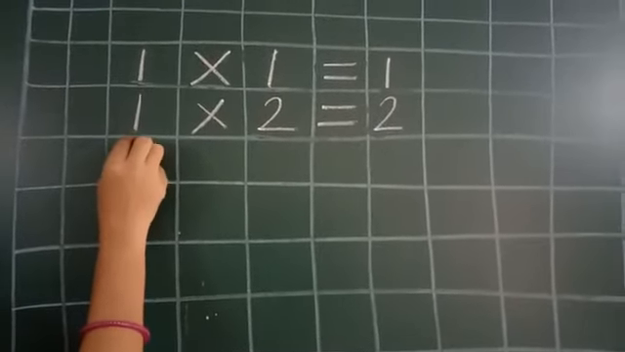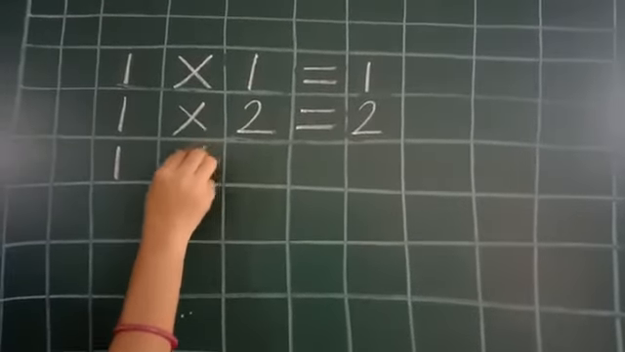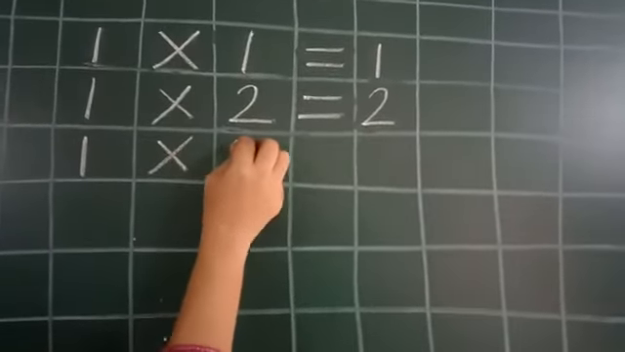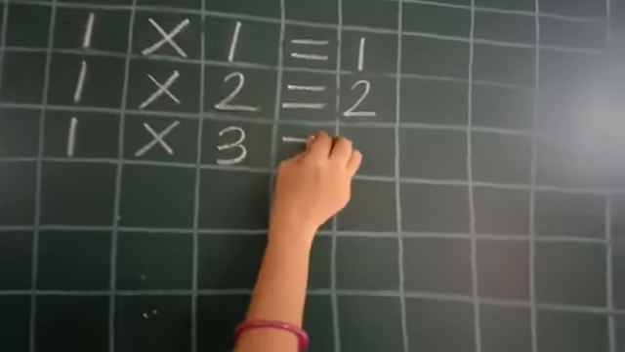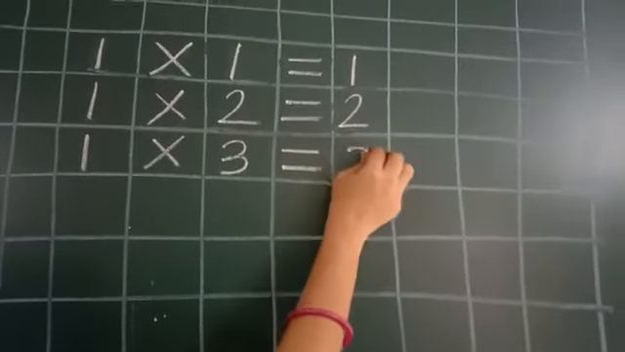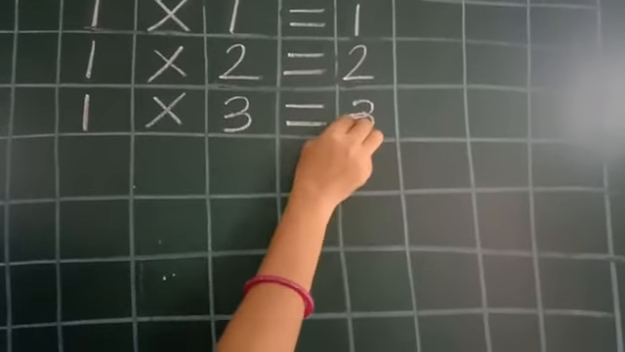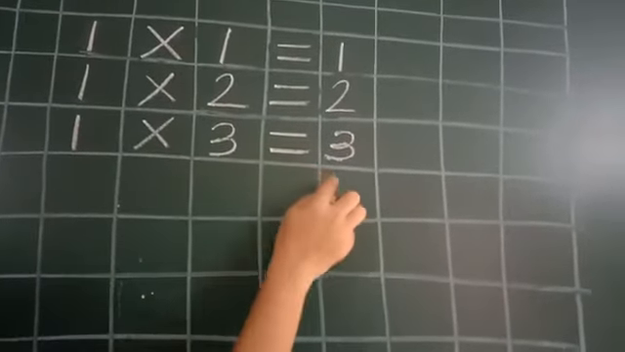Write in the next box 1, multiply 3, two sleeping lines is equal to, and write 3 and say 1 three is a 3.